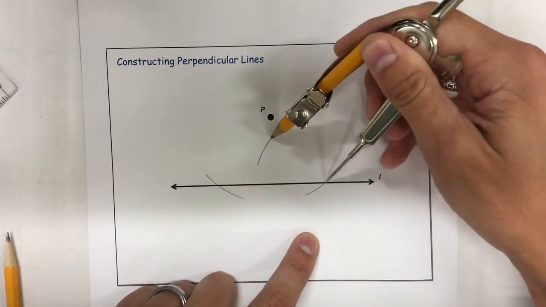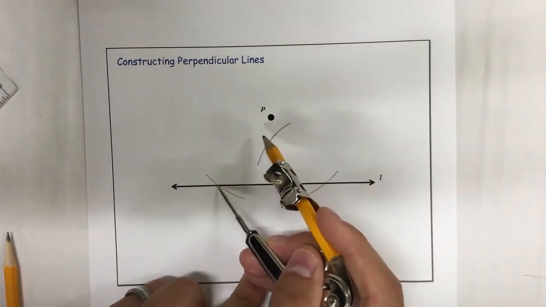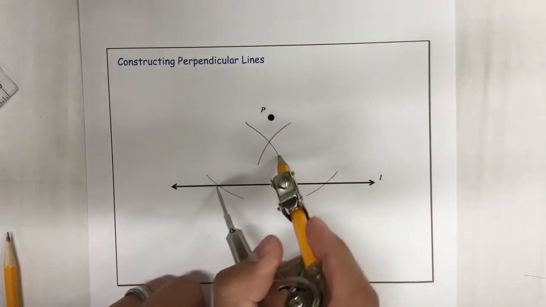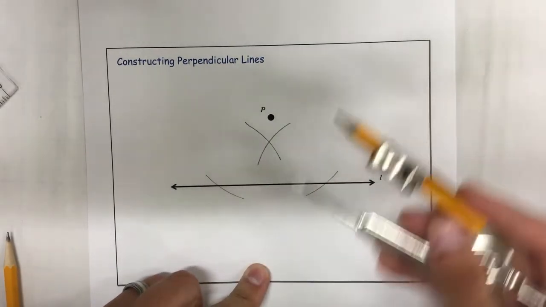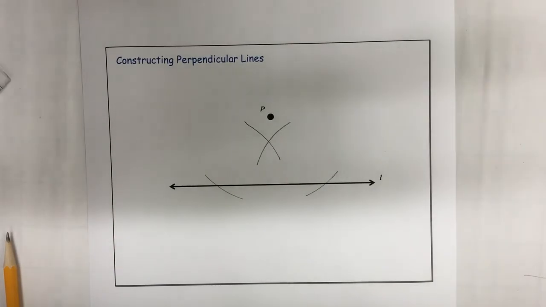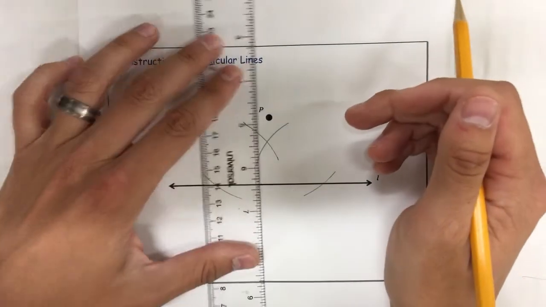And again, whatever this distance I have set, don't change it. Move it over to this intersection and do the same. That's how you make congruent things with a compass. You just don't change the width of the compass and it makes everything congruent. And that's basically all the work there is to do.